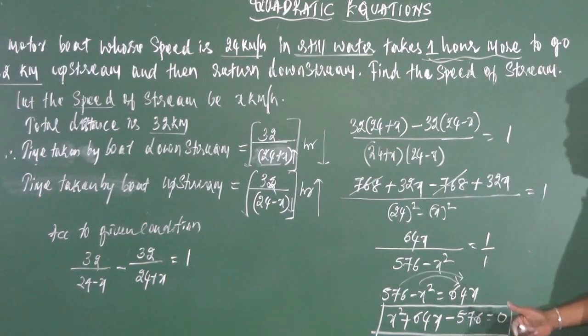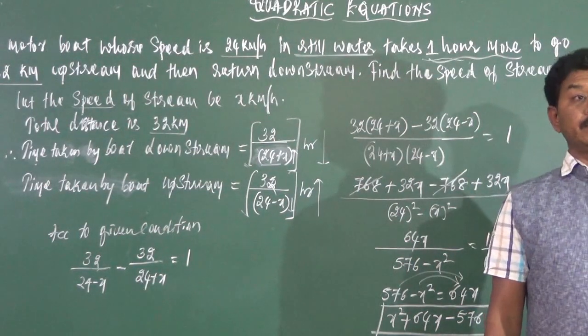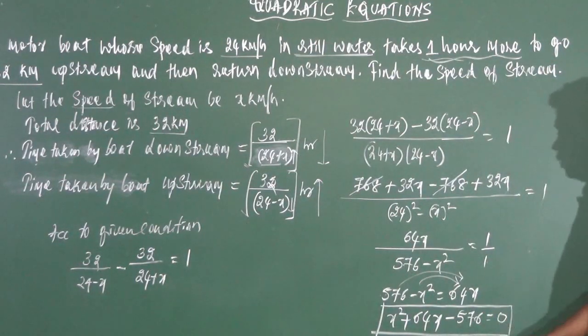But here in this case, we should take the positive value because we have to calculate the speed of the boat, speed of the stream. So therefore, consider the positive value.